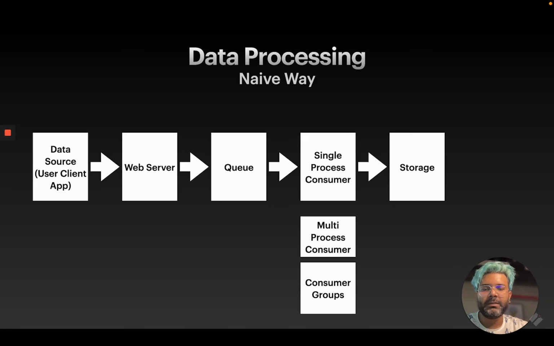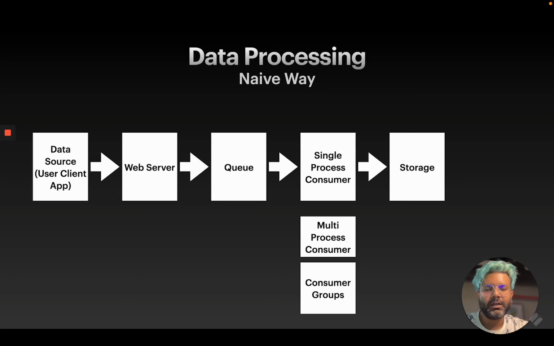Now a single process consumer can take you only so far, because if your queue size keeps on increasing or the number of messages you are getting is large, then clearly you will start to build up lag in the queue. There will be a lot of unprocessed messages, and your single process consumer will not be able to process all of them in time, and hence the entire system starts to get slow or laggy, as it is called.